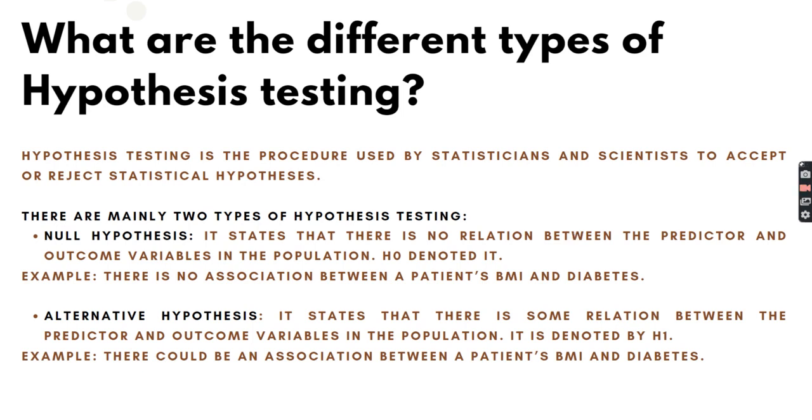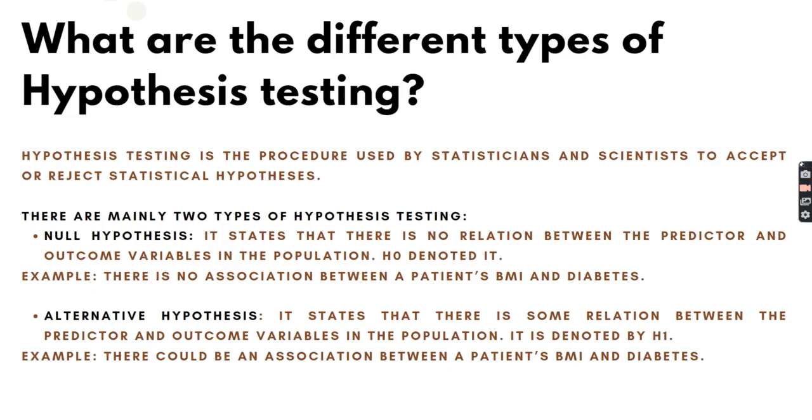What are the different types of hypothesis testing? Hypothesis testing is the procedure used by statisticians and scientists to accept or reject statistical hypotheses. There are mainly two types of hypothesis testing. So one is null hypothesis. It states that there is no relation between the predictor and outcome variables in the population.